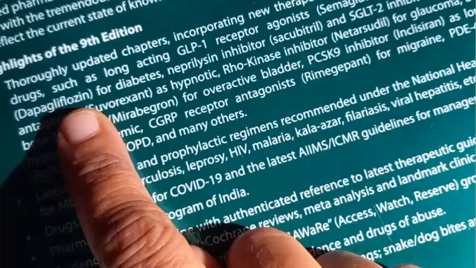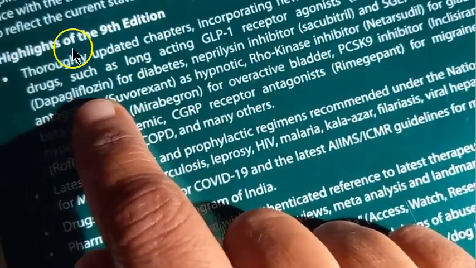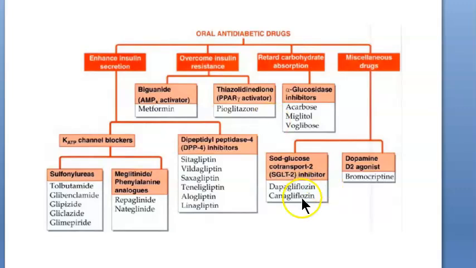So the latest KD Tripathi covers Dapagliflozin in its highlights in the 9th edition. So Dapagliflozin is very, very good. They are saying it's protecting the heart and all that. So they like it. Earlier versions of KD Tripathi won't give you that much information. So let us look at the latest 9th edition information on Dapagliflozin.